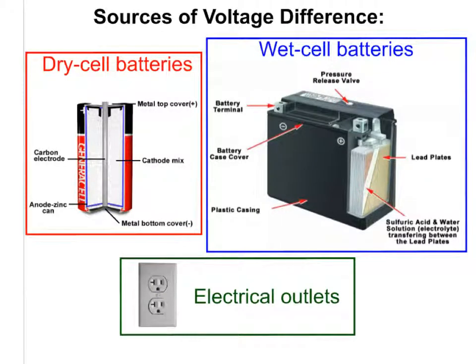So we have some different sources for voltage difference. Here are a few of them: dry cell batteries, wet cell batteries, and electrical outlets. You are all very familiar with dry cell batteries because you use them all the time in different devices.